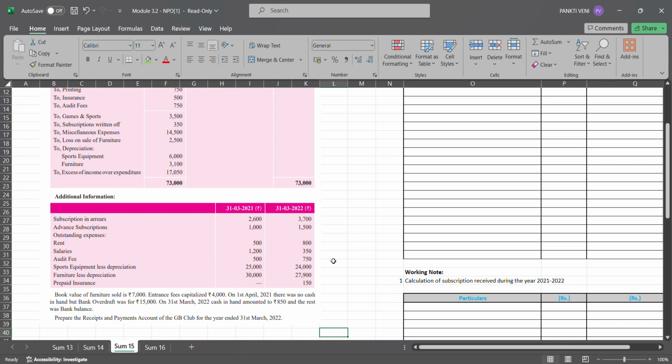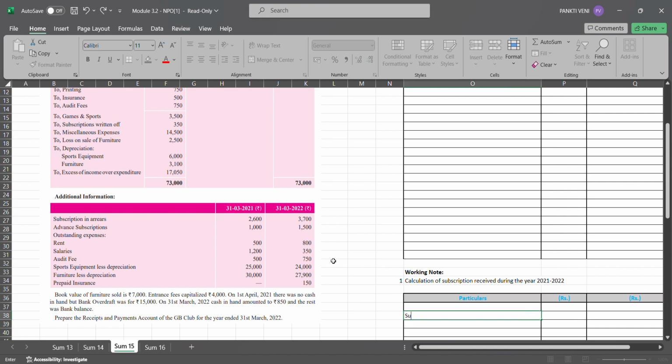On 1st April 2021, there was no cash in hand, but a bank overdraft was rupees 15,000. On 31st March 22, cash in hand amounted to rupees 850 and the rest was bank balance. So they have given us the entire summary of the income and expenditure account. We have to convert income and expenditure to our normal receipts and payment. First they have given me details of subscription. Let me go for subscription.